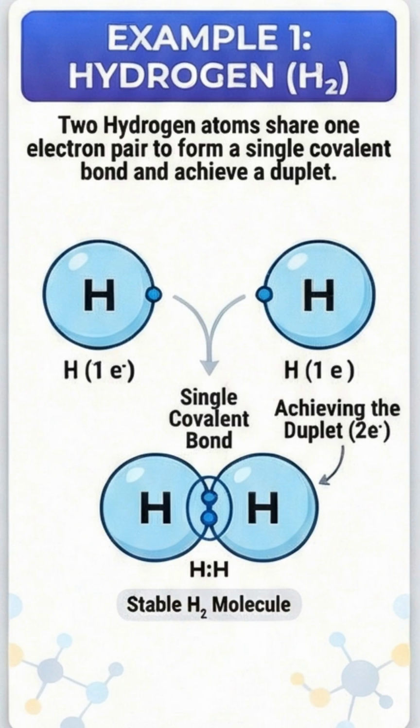In a hydrogen molecule, each hydrogen atom has one valence electron and needs one more to reach a stable duplet. The two atoms share a pair of electrons, forming a single covalent bond. Each hydrogen now effectively has two electrons in its valence shell, creating a stable H₂ molecule.